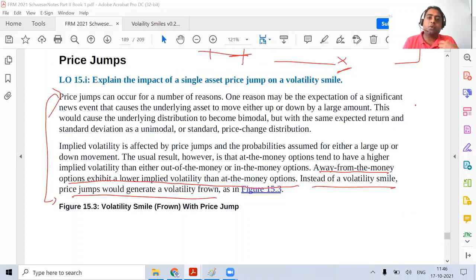See, multiple jumps obviously will lead to very weird shape of the volatility smiles. But they have not got into that detail. They've just explained only two jumps primarily, or two scenarios where the probability is very high. Now this is bimodal. You can have trimodal also, or multiple modal distribution. Obviously, it will have an impact on the distribution, the volatility smile. It will not be a plain straight curve. It can have jumps also in between.